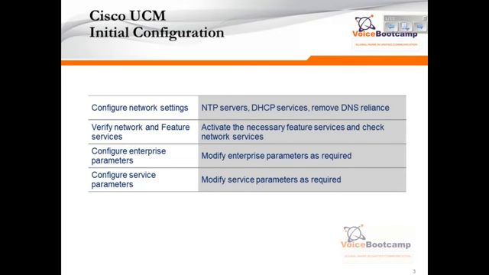The initial configuration involves changing the NTP servers, the DHCP service, whether you want to assign Call Manager as a DHCP server, whether to use DNS name resolution from the IP phone perspective, activating services, the necessary services required for the functionality of the server, changing the enterprise parameters, which will ensure that the IP phone can communicate with various parameters, and of course changing service parameters when required.